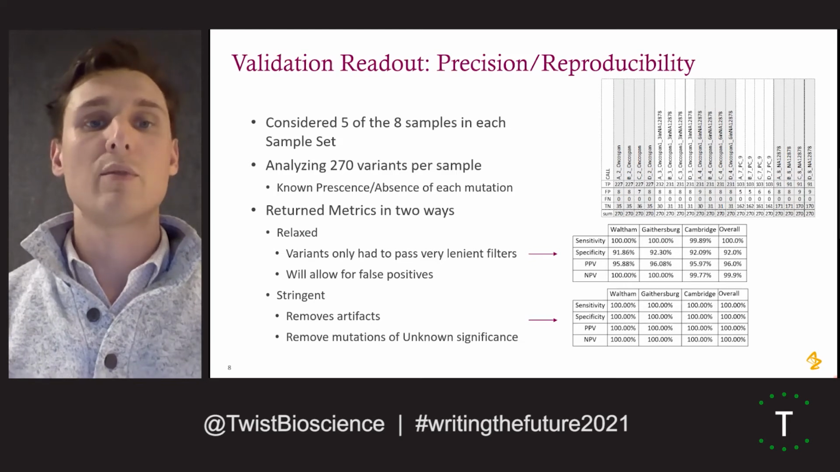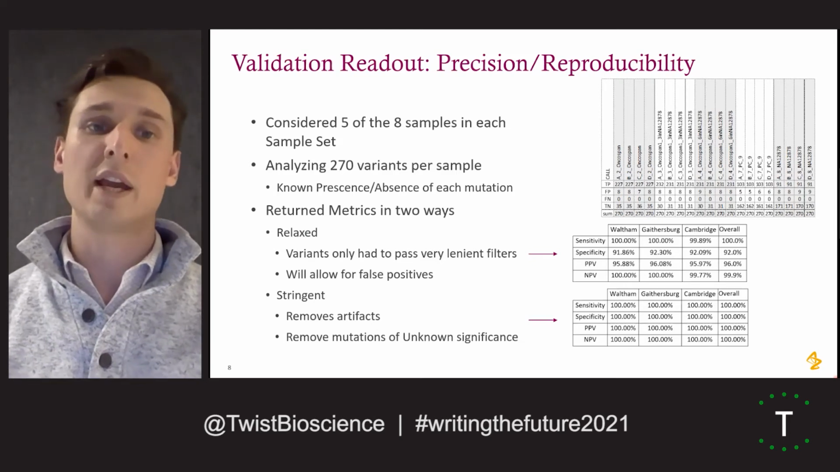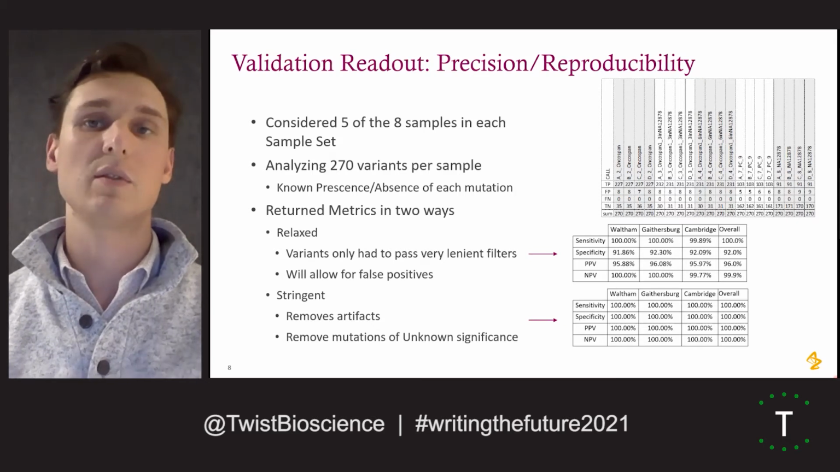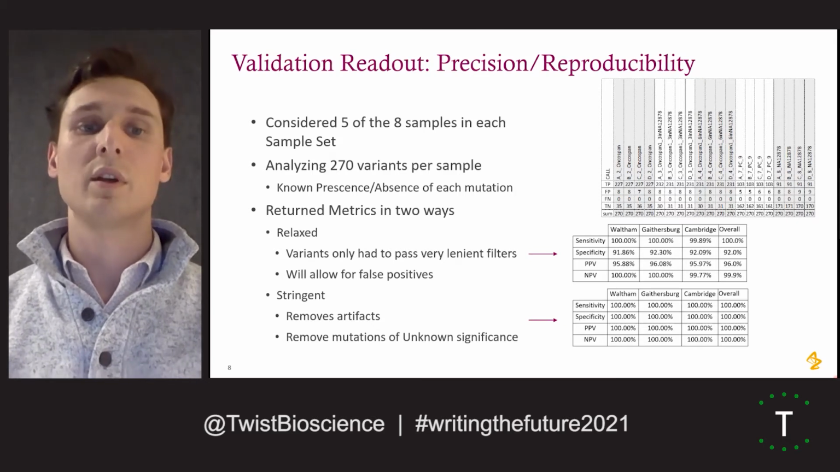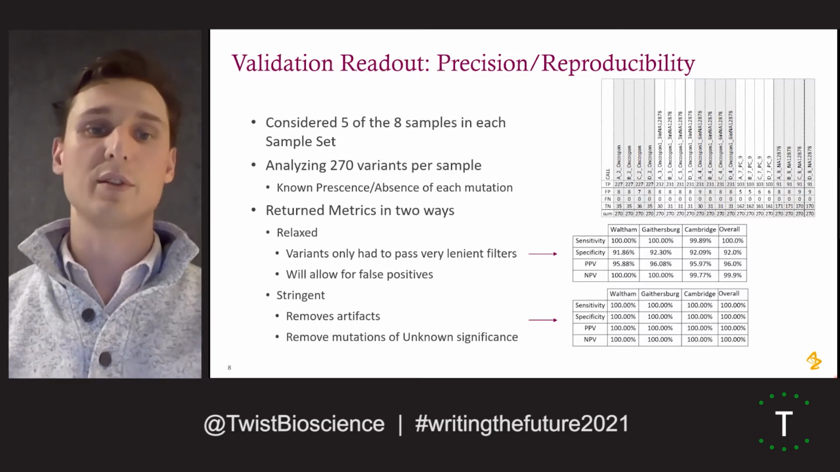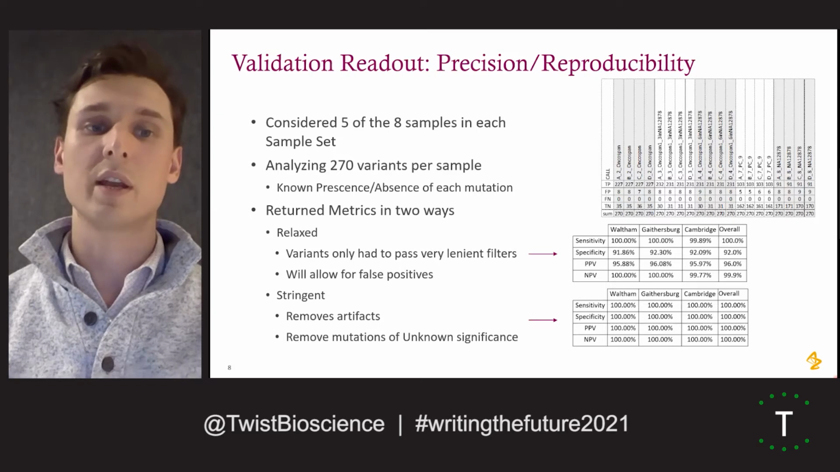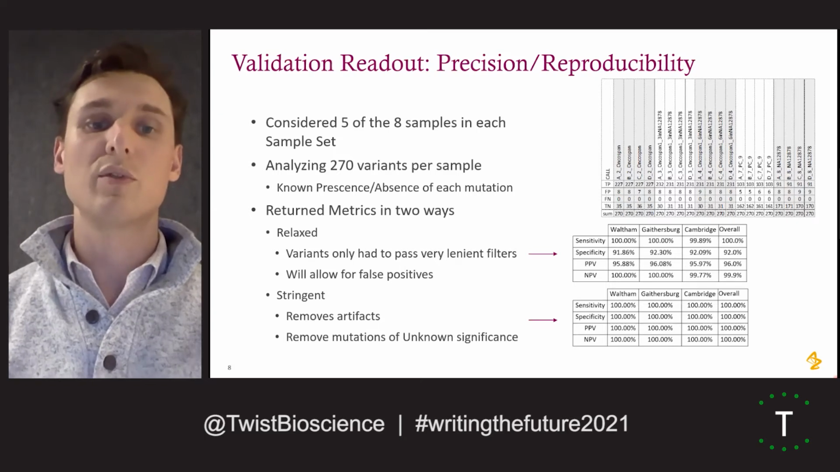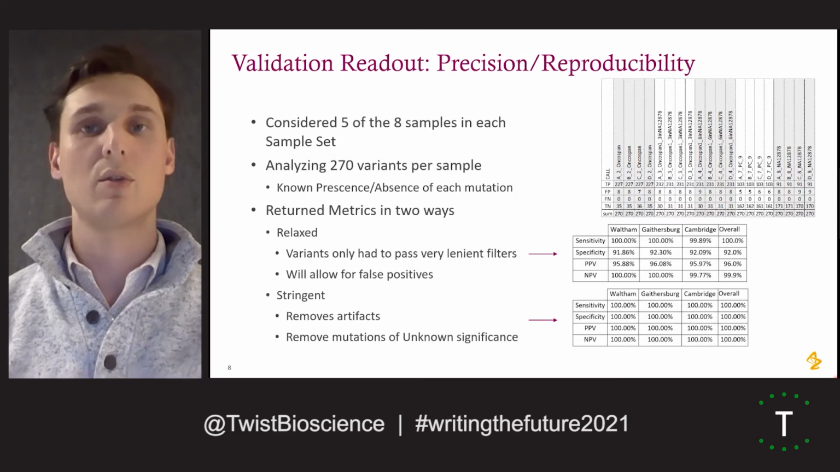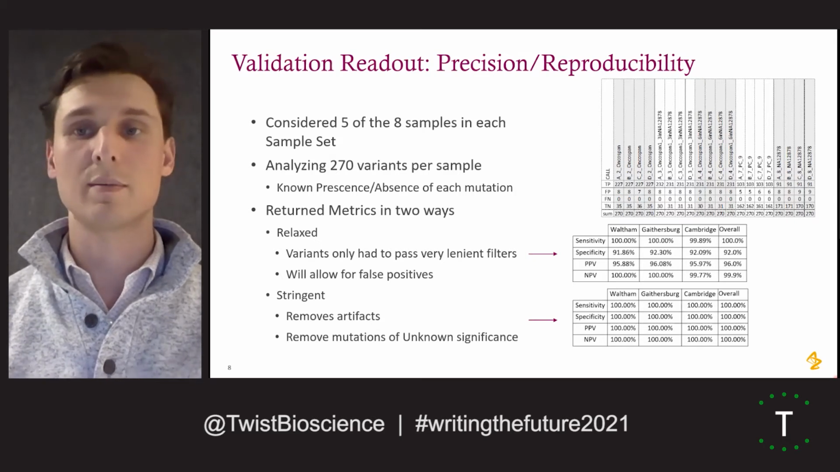So we returned our precision metrics in 2 ways, using a relaxed set of filters where variants only had to pass a very lenient filter to be called, and these relaxed parameters will allow for false positives. And then we used a stringent calling filter set, which we know will remove artifacts and remove mutations of unknown significance and only return mutations of known and likely significance.